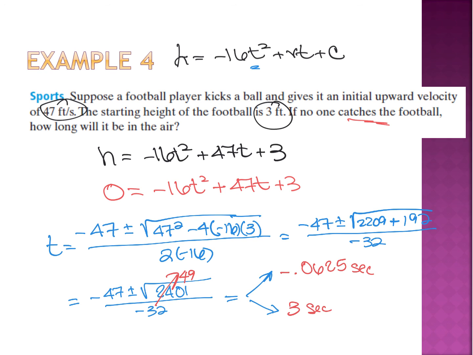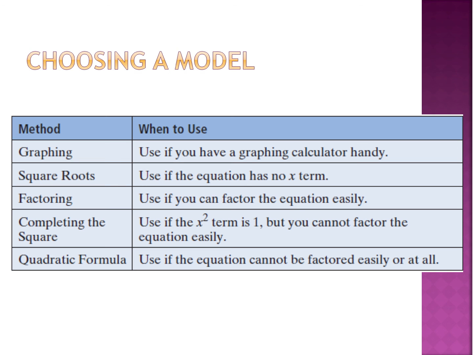Now, because we're dealing with a story problem, it does not make sense to have a negative time. So the only thing that makes logical sense is to have this football being in the air for a full 3 seconds. We've now learned a few different ways for solving quadratic functions.